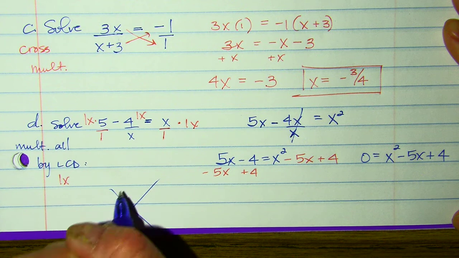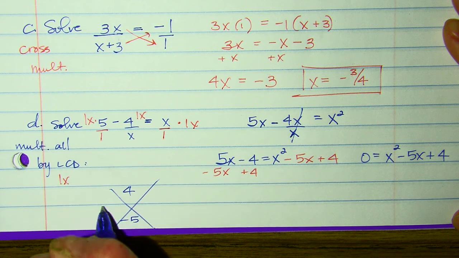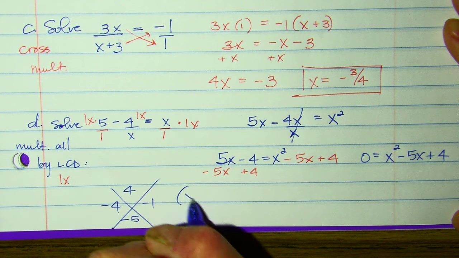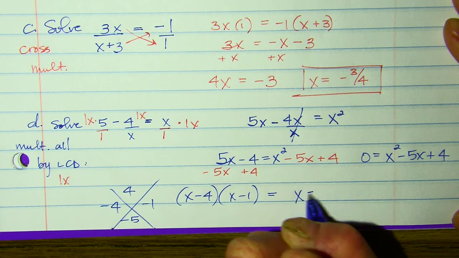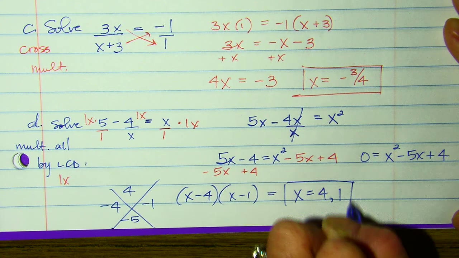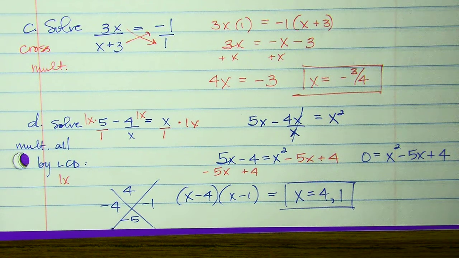So I'm going to factor this. That's positive 4, negative 5, so negative 4, negative 1. x minus 4, x minus 1. So my solutions are 4 and 1. Beautiful. Okay, moving on, we have two more parts.